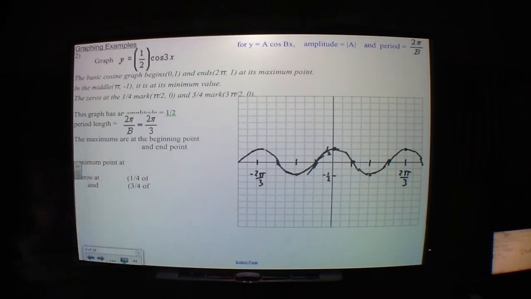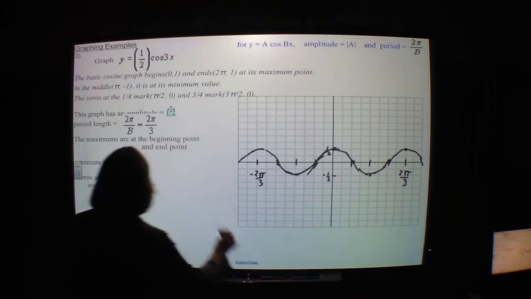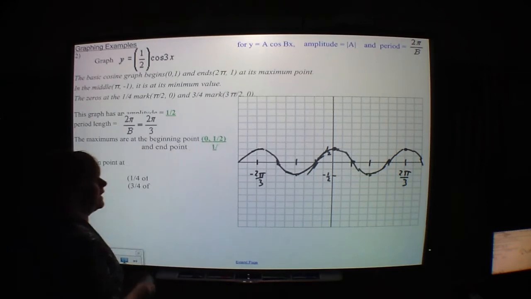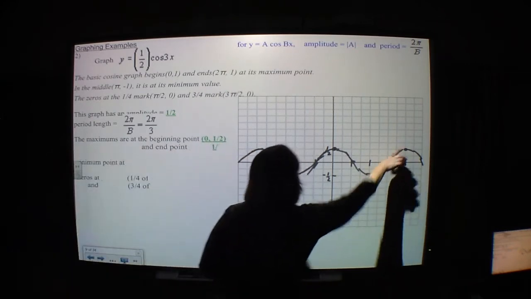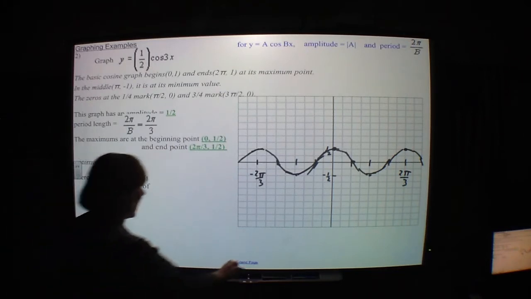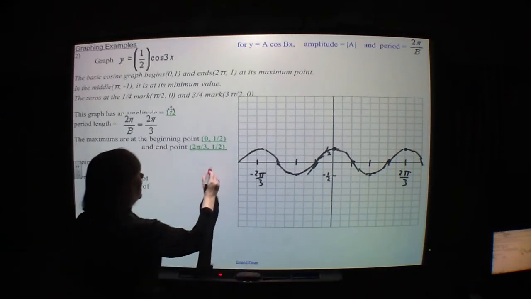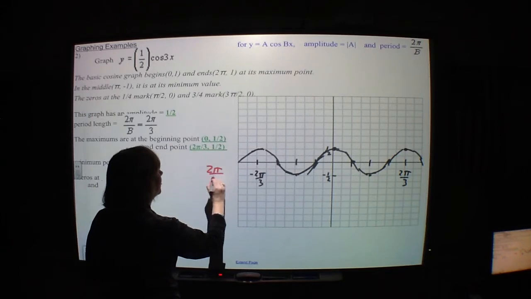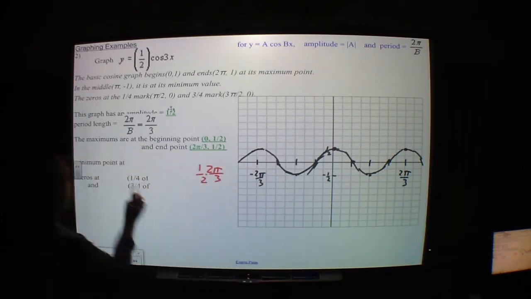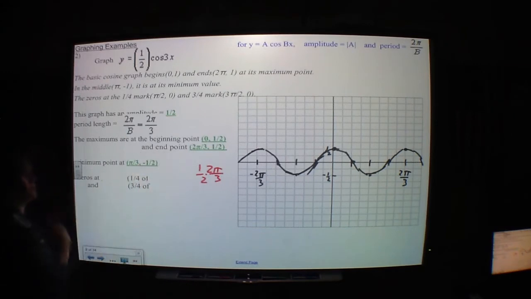Okay? So there's what the graph looks like. The maximums are at the beginning point, which is (0, 1/2), and the end point, (2π/3, 1/2). The minimum is halfway through a period, and remember a period is 2π/3, so half of 2π/3 gives me π/3. So (π/3, -1/2).